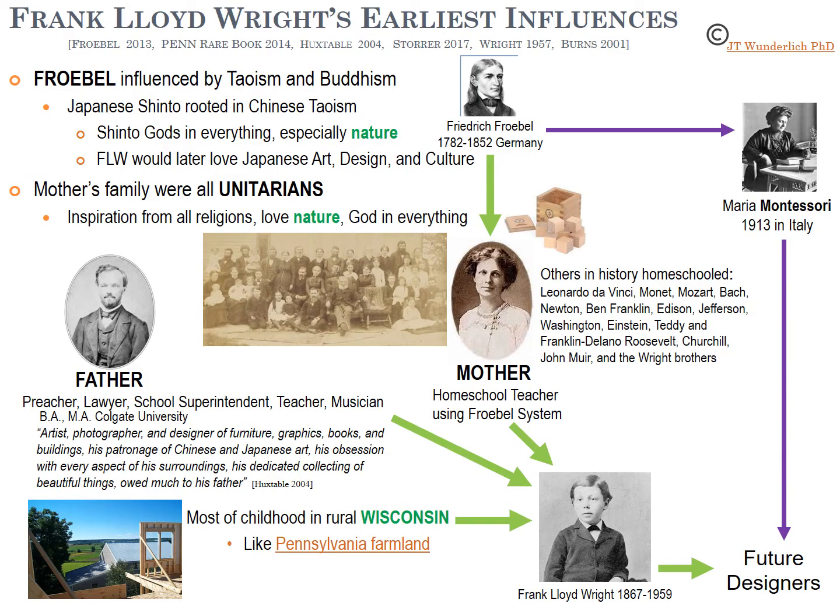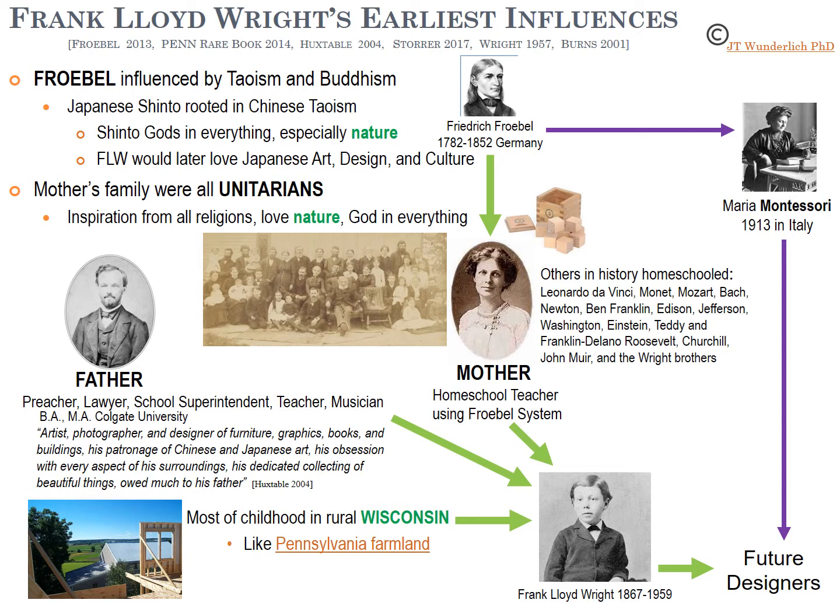Frank Lloyd Wright's youth was influenced, of course, by his father and mother. His mother homeschooled him using Froebel methods. Froebel invented kindergarten in Germany before Frank Lloyd Wright was born. Froebel was also influenced by Taoism and Buddhism. Japanese Shinto is rooted in Chinese Taoism mixed with indigenous Japanese religion when it came over from China to Japan. Shinto gods see in everything nature, and Frank Lloyd Wright would later love much about Japan.